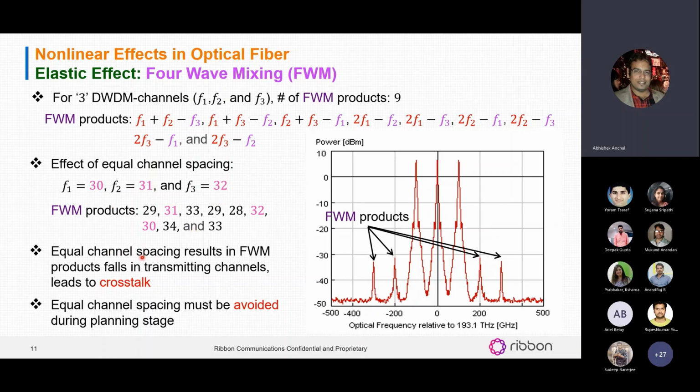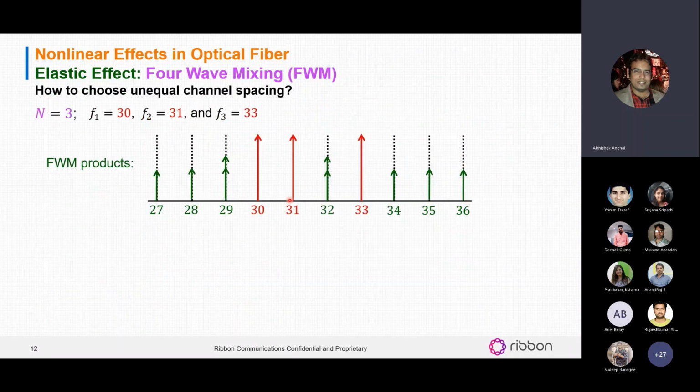So if you keep equal channel spacing in a DWDM system, the four-wave mixing product falls on the same channel, which leads to crosstalk, which means there is a bit error, or you can think of it as noise. So one of the things we must consider is not keeping equal channel spacing while we plan a DWDM transmission system.